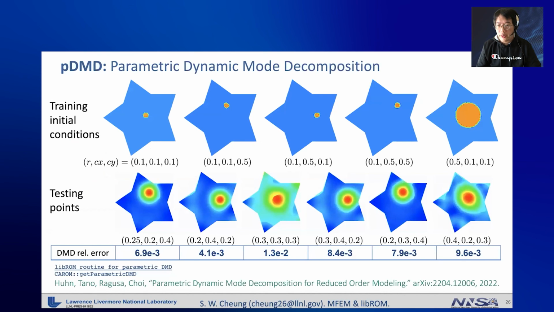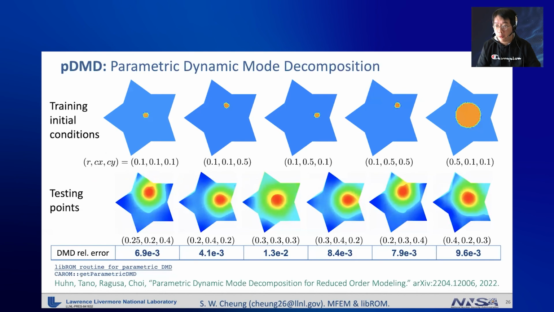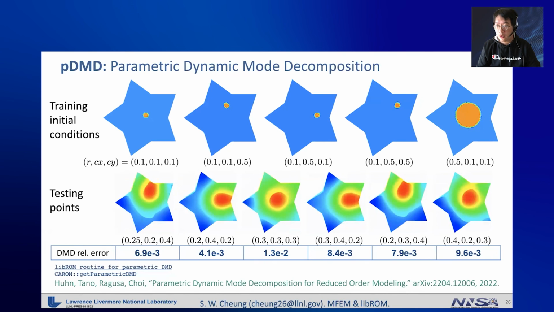So we'll illustrate how this parametric DMD performs using the nonlinear heat conduction problem. We consider circular initial condition with 3D parameter, that is the radius and the coordinates of the center of the circle. As you can see, we trained with 5 training parameters, and the DMD was able to predict the solution quite accurately with around 1% relative error at all these testing parameters.